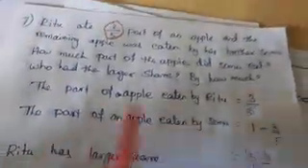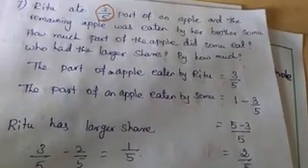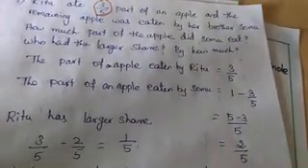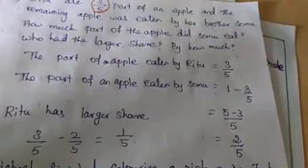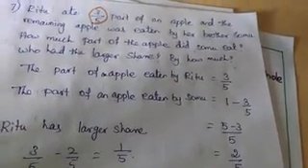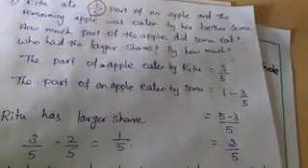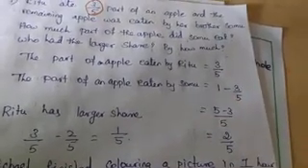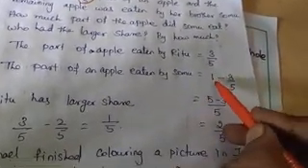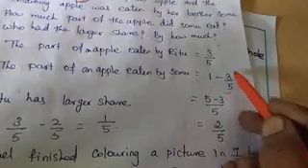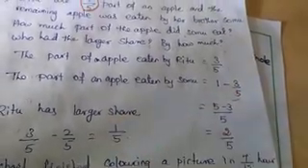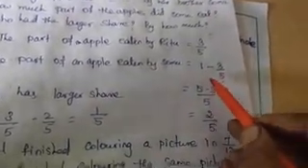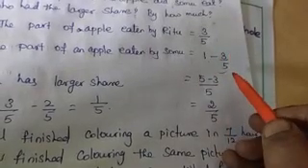So we have only the part of the apple, that is 3 by 5. This is like a ratio. Out of 5, 3 parts will be eaten by Ritu. The whole is always 1 only. From 1 you have to minus the Ritu part, and you will get the Somu part. Yes? So 1 minus 3 by 5.